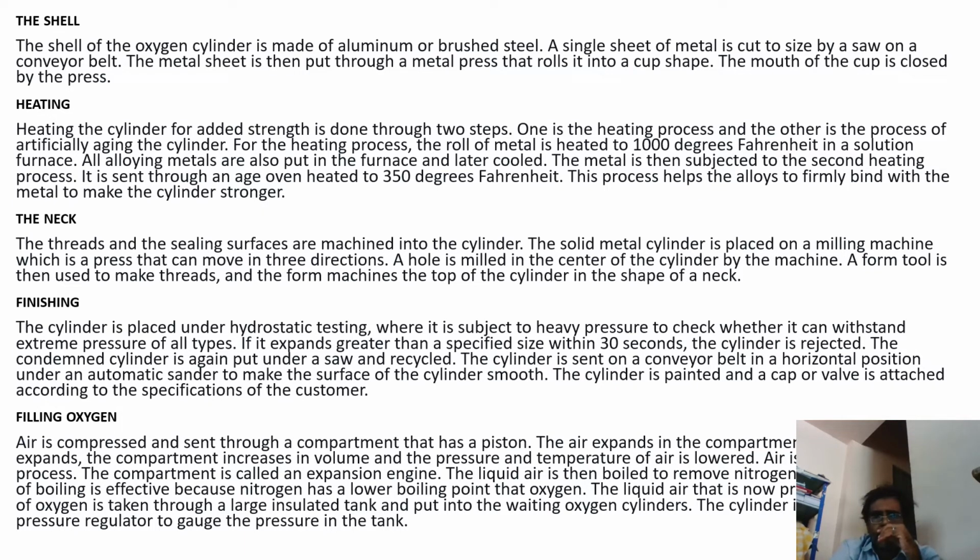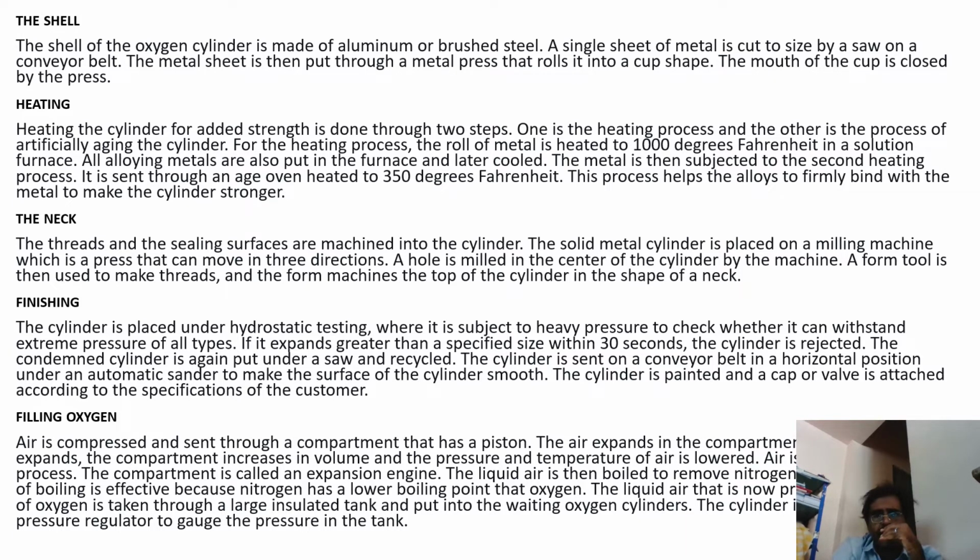Now the shell of the oxygen cylinder is made of aluminum or brushed steel. A single sheet of metal is cut to size by a saw on a conveyor belt. The metal sheet is then put through a metal press that rolls it into a cup shape. The mouth of the cup is closed by the press. Then the second process is heating. Heating the cylinder for added strength is done in two steps: one is the heating process and the other is artificially aging the cylinder.